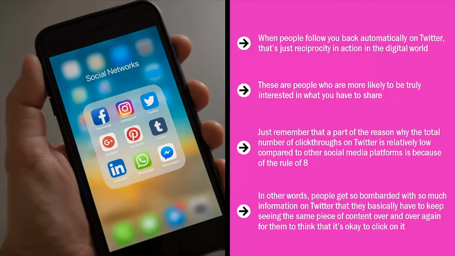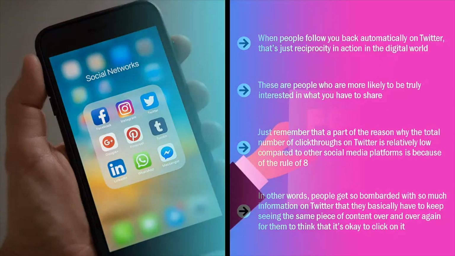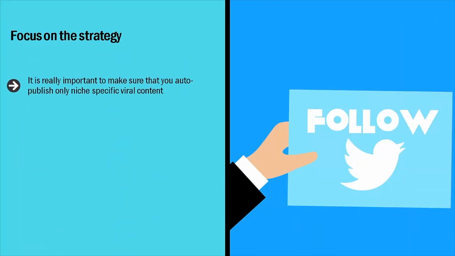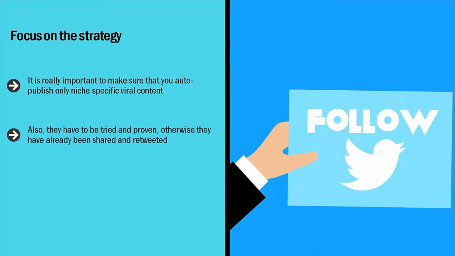Whatever the case may be, keep retweeting your stuff using tools like Hootsuite while at the same time directly following active followers of your competitors. Focus on the strategy. It is really important to make sure that you auto-publish only niche-specific viral content. I mean, you should already understand this. But if you are still fuzzy on the concept, you have to make sure that all the curated materials that you are producing are on point. They have to be niche specific. Also, they have to be tried and proven.